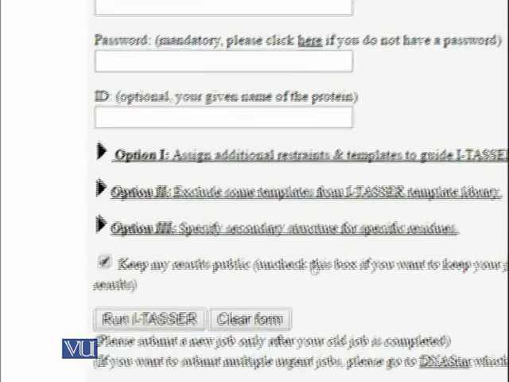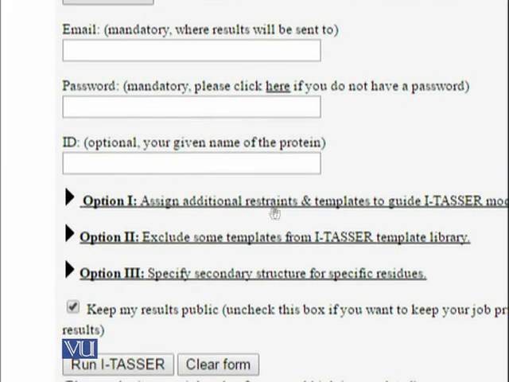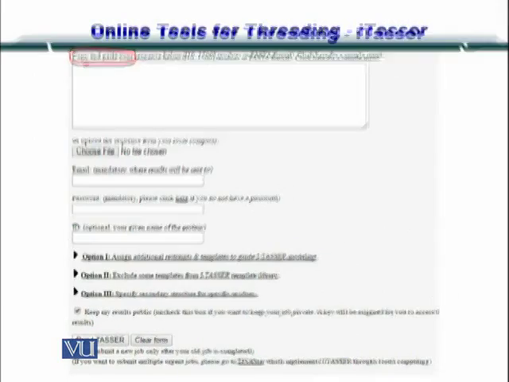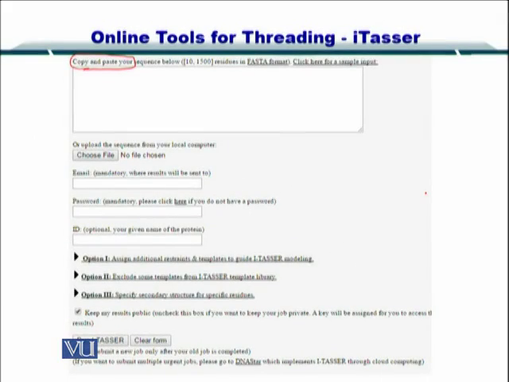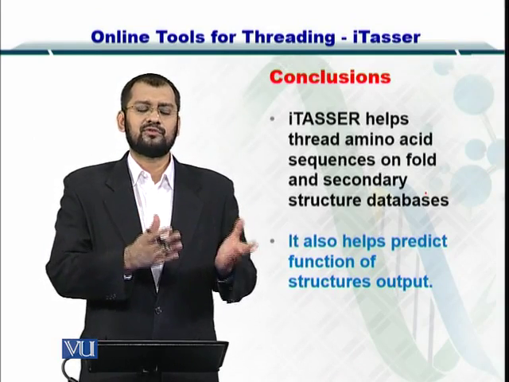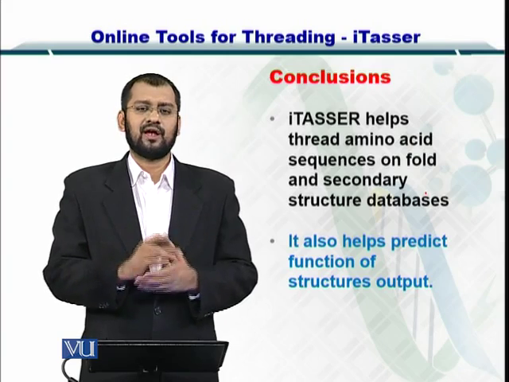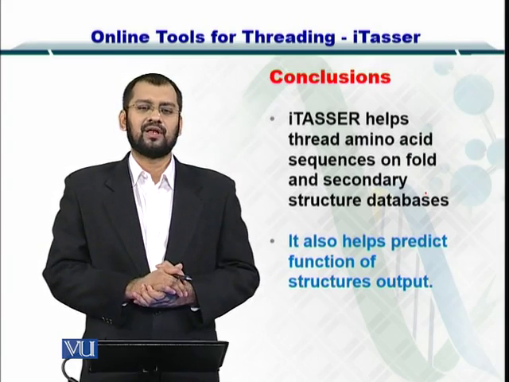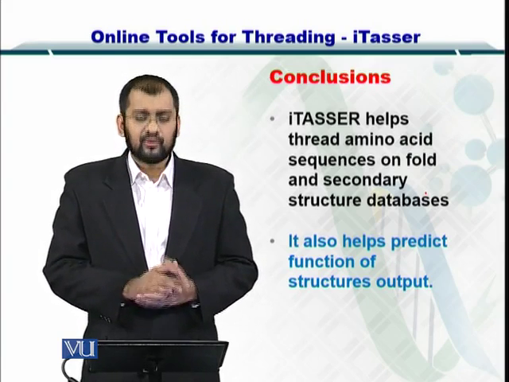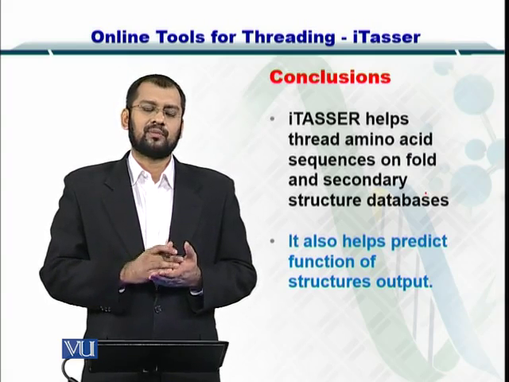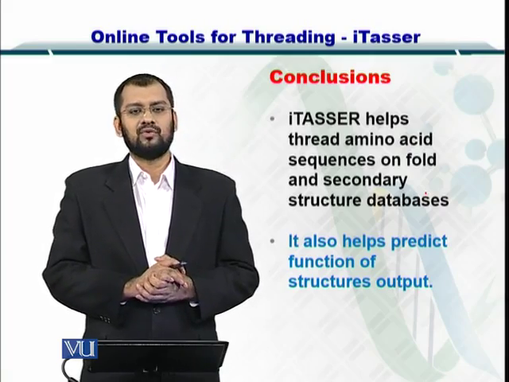Of course, if you're an advanced user, then you can assign additional restraints and templates to help ITERA modify the modeling process. ITERA is this simple to use, and all you have to do is input your amino acid sequence, provide your email address and a password, and you will get an email from ITERA maybe after 1 day with the predicted structure. Besides the structure, ITERA will also give you the function or the probable function of the protein that you have the structure for.